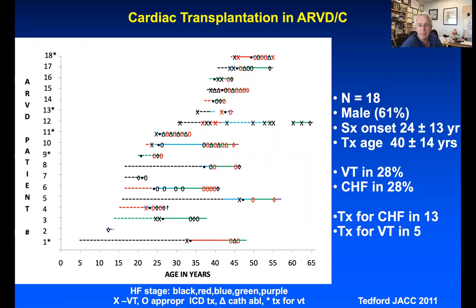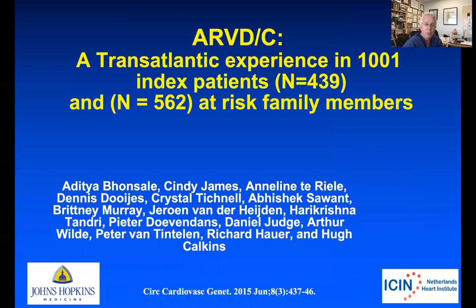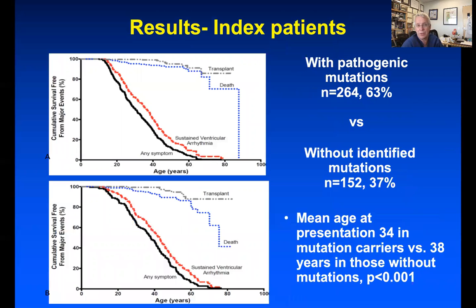Average age of diagnosis was 24. And then 16 years later, at the average age of 40, they required a transplant, mainly for heart failure, because we're pretty good at managing the VT that occurs in ARVD patients. Recently, we've increased this to 1,001 patients and family members, and the results are the same.